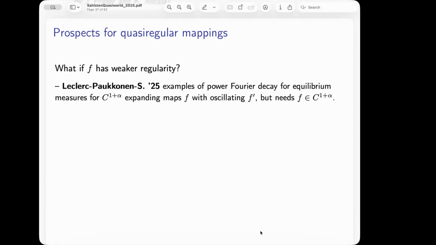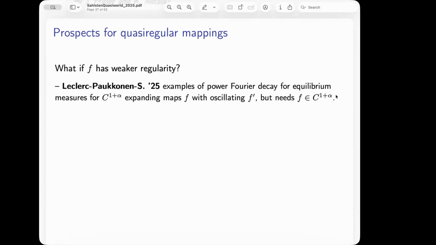Well, in this paper with Leclerc and Paukkonen, the same paper where we studied the Patterson-Sullivan measures with parabolic elements, we actually studied maps whose derivatives are truly Hölder, so they have C1 plus alpha regularity. These are cases that no other paper could really study before in the same context, with this nonlinearity and only weak regularity. But we need the C1 because we use the chain rule. We need the F prime.